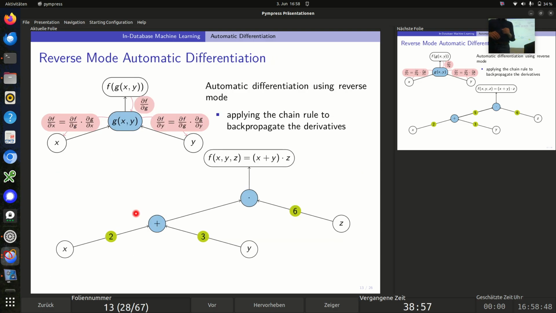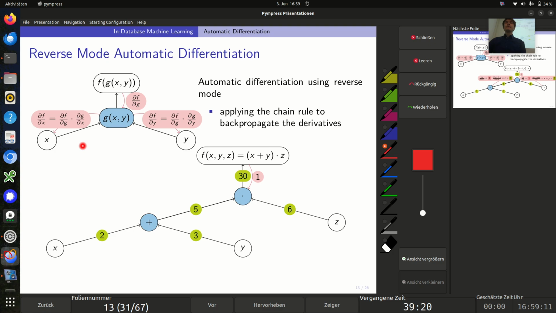Let's have an example. Basically we have one function, x plus y times z. Reverse mode means we first have the forward pass. Forward pass means just computing the function. And then we can compute the derivatives. We start with the outer one, and the outer one is of course f derived with regard to f, and this is always 1. So that's why we start with 1.